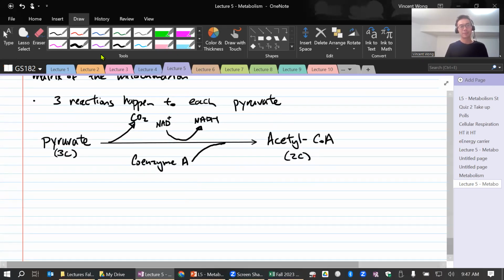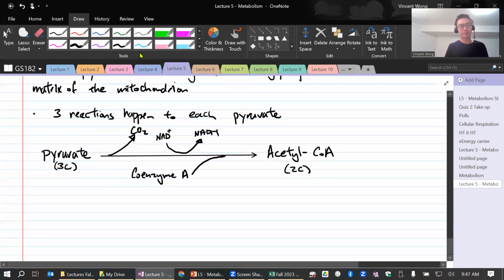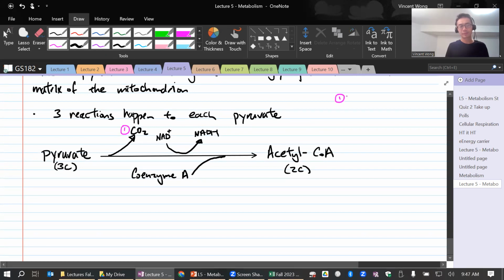I have a quick question. Yep. So when it goes to the carbon dioxide and the NADH, is that like step 1 and then step 2? Yeah. I'm gonna write it down for you right now. Good question. So step 1 is remove CO2. Okay, there's a fancy word for it in the notes, decarboxylation. Just think of it as removing carbon dioxide. That's step 1.